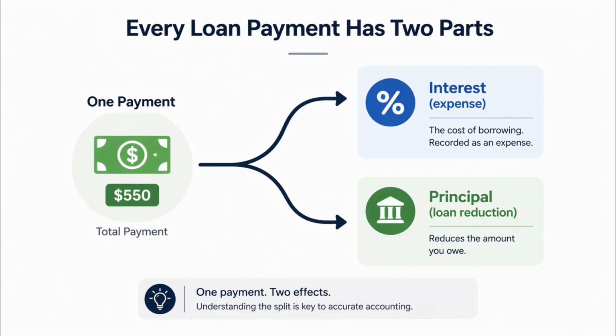Every loan payment has two parts: the interest, this is the cost of borrowing, and this is an expense. And the principal, this reduces what you owe, and this reduces a liability. So you see one payment, but there are two financial effects.